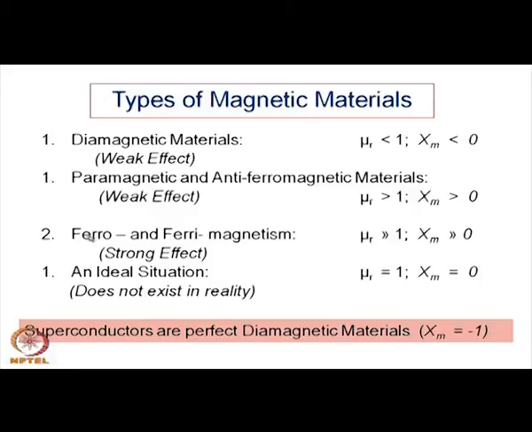There is a third group, ferro and ferrimagnetism, and here it is a very strong effect, that means it strongly responds to the external magnetic field. That is because its relative permeability is much greater than 1 and chi m is also much greater than 0. So, by that they are characterized.